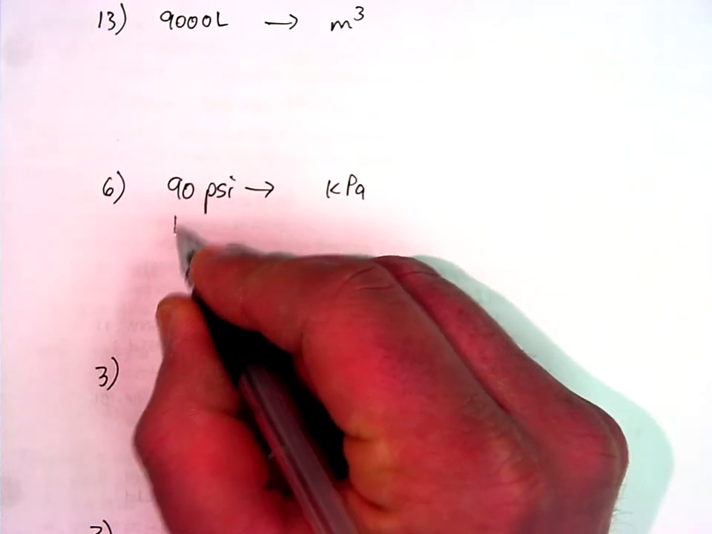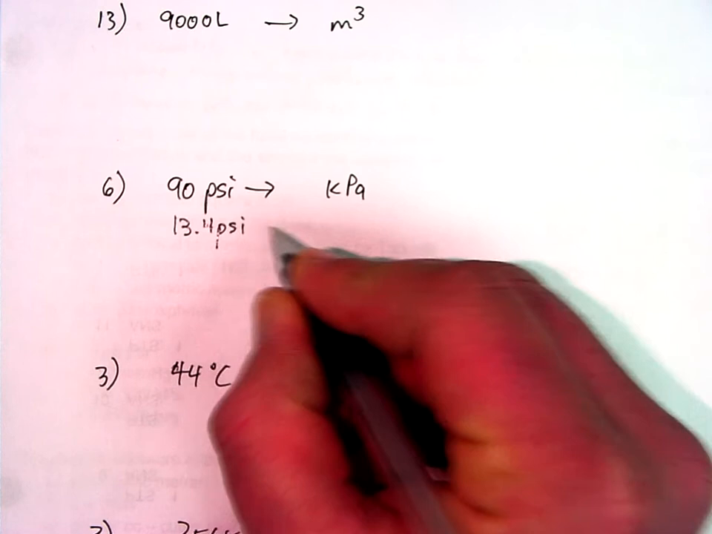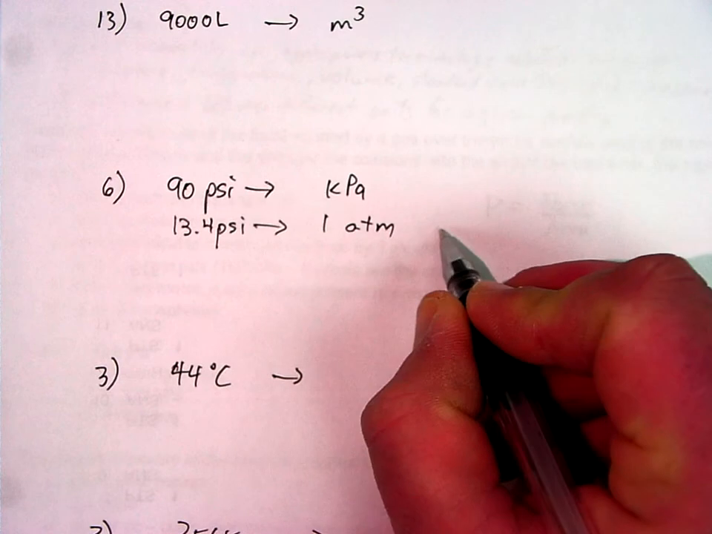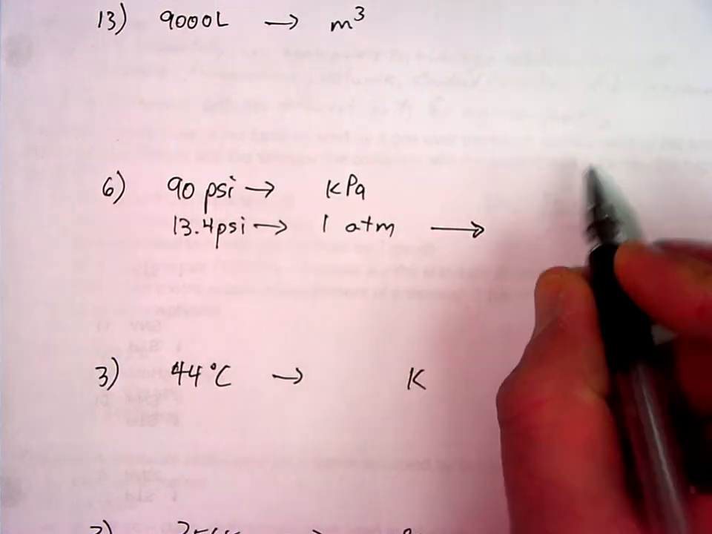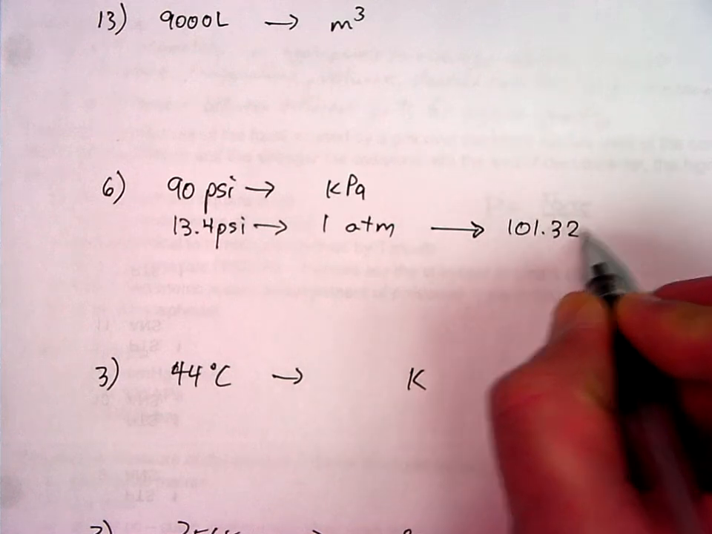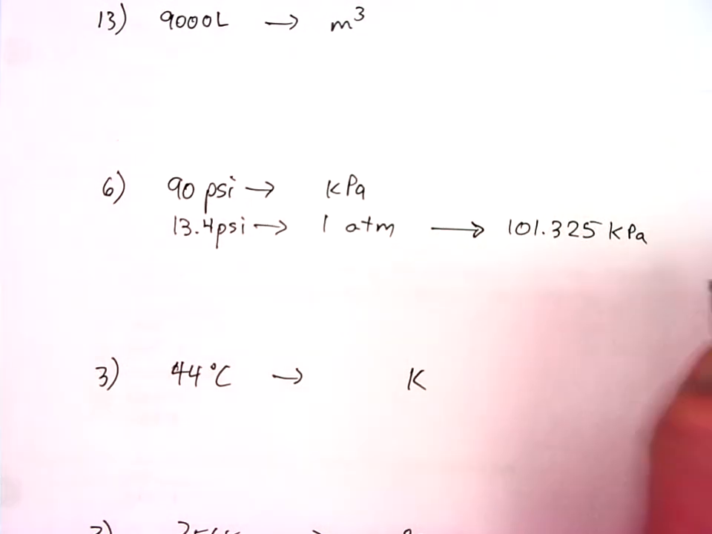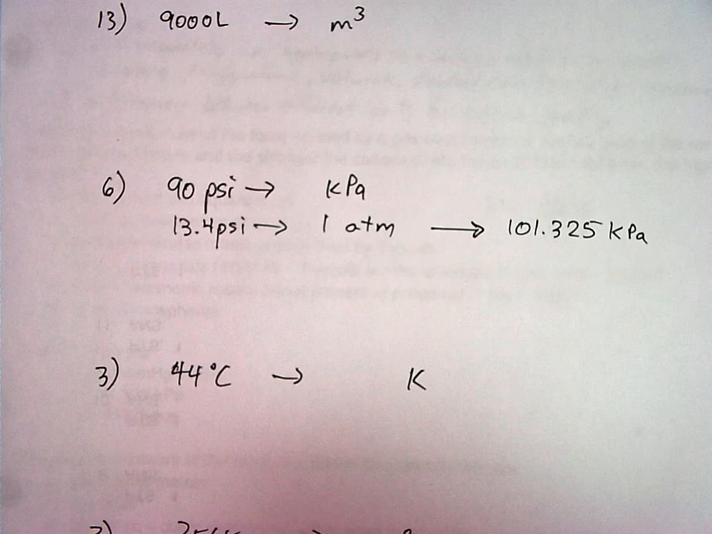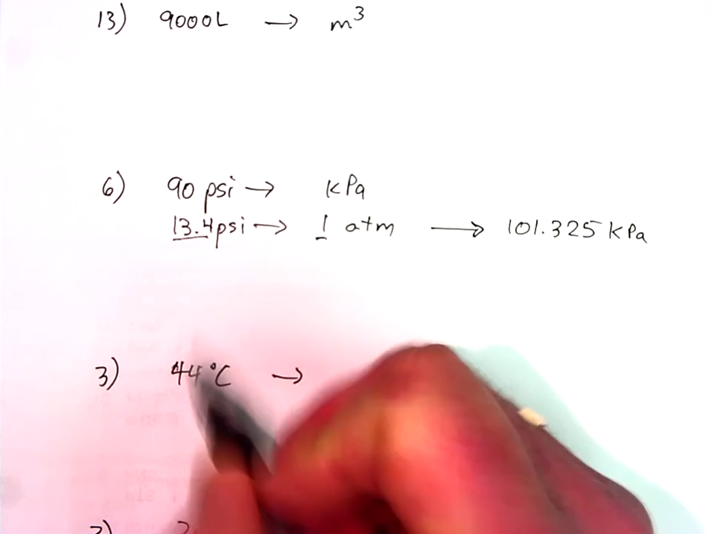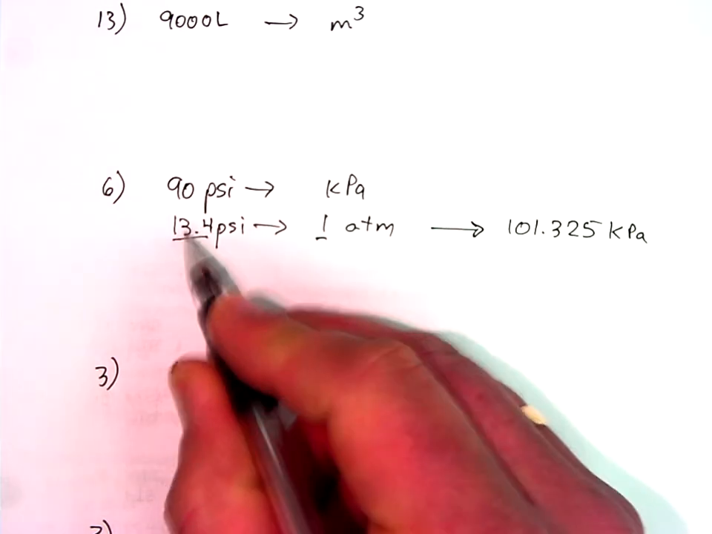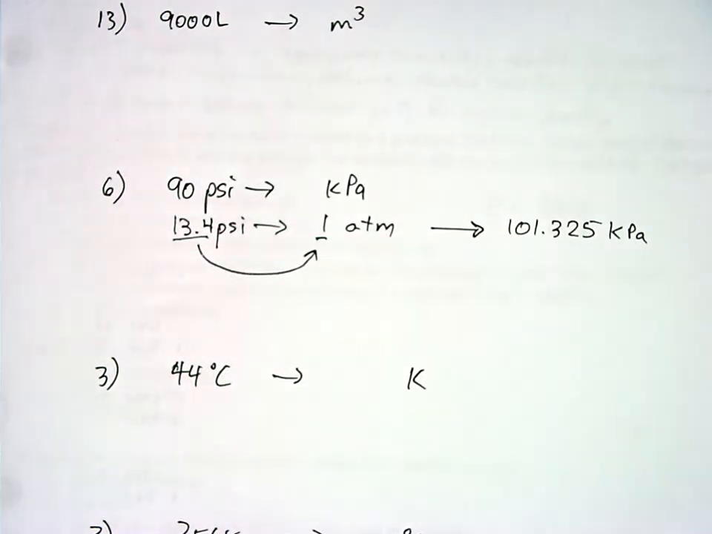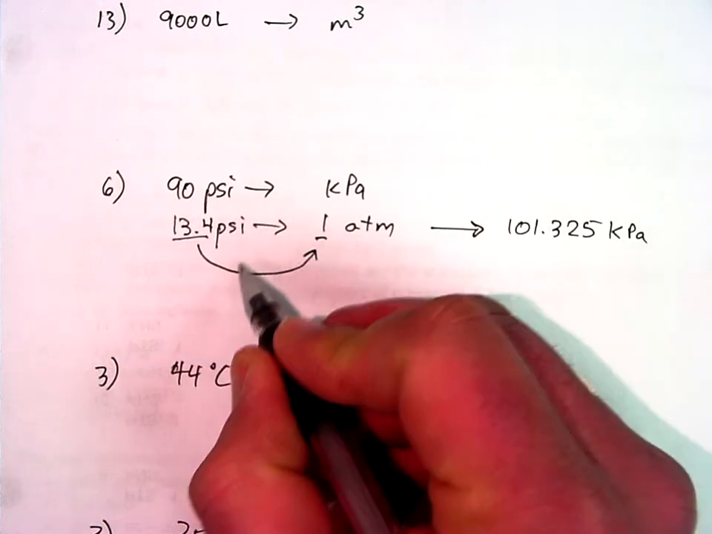So 13.4 psi gets us to 1 atmosphere, and after that we have to go to kilopascals. 101.325 kilopascals is an atmosphere. So there's really two steps here. This is proportionality, so we look at these numbers and figure out what we have to do to this number to convert it into 1. Usually it's either division or multiplication. This number is decreasing, so it's going to be division.